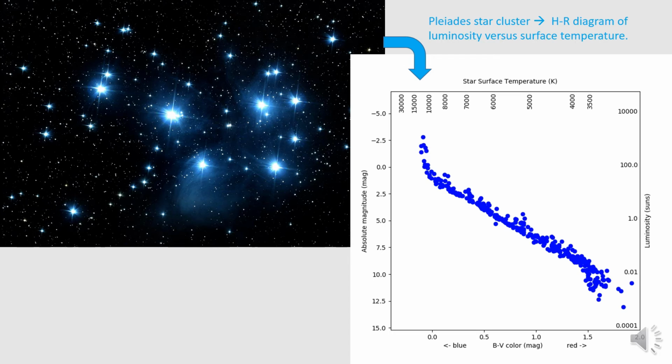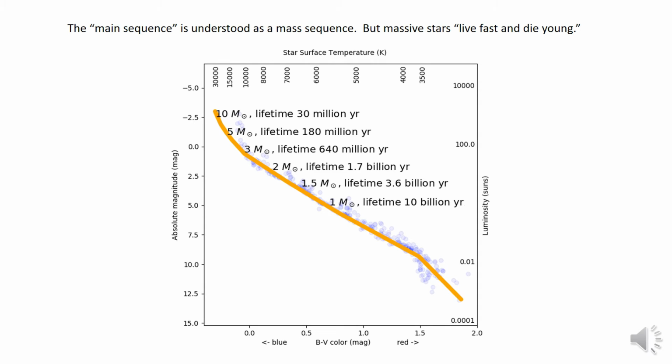There's a lot of structure there. It's not random at all. That's called the main sequence of stars. And that main sequence is understood as a mass sequence, but massive stars live fast and die young. So as a population, a cluster-like parcel of stars evolves, the first to go are the massive stars, and then it unzips down the main sequence until it reaches really, really long-lived stars, such as the Sun, which lives for 10 billion years.